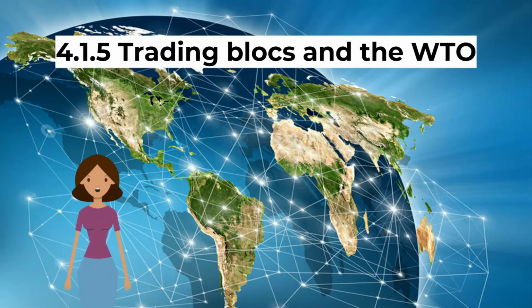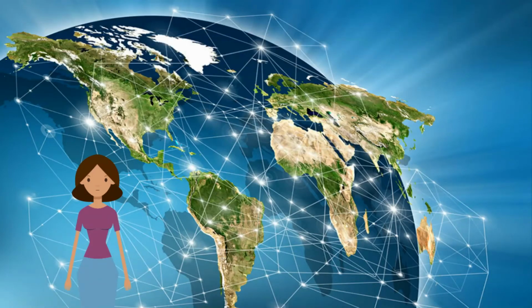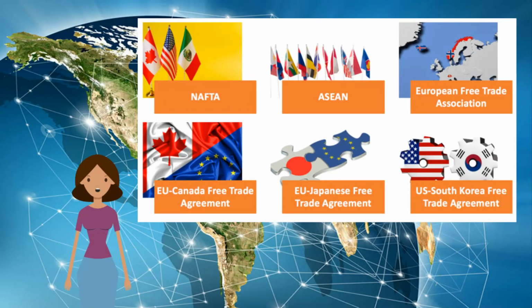Now let's look at trading blocs and the World Trade Organization. Firstly, types of trading blocs. A regional trading bloc is a group of countries within a geographical region that protect themselves from imports from non-members. They sign an agreement to reduce or eliminate tariffs, quotas, and other protectionist barriers among themselves. They are a form of integration.